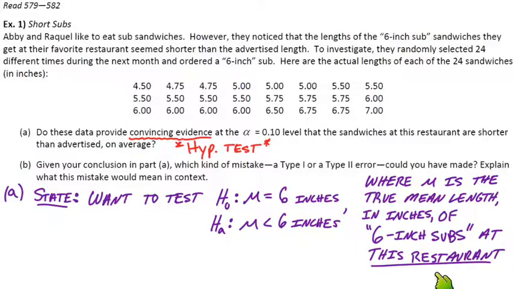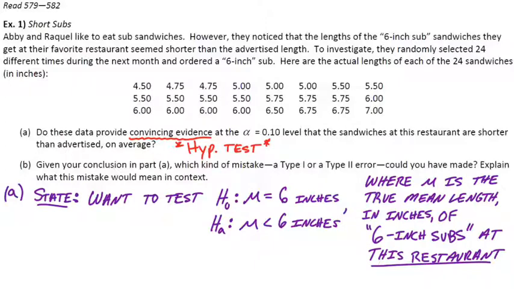And notice I underlined this restaurant. Let's be clear about that. We're making an inference about the true mean length of the sandwiches at this restaurant, right? Not all restaurants. We're curious about understanding how they make their sandwiches. And for now, that restaurant shall remain nameless.